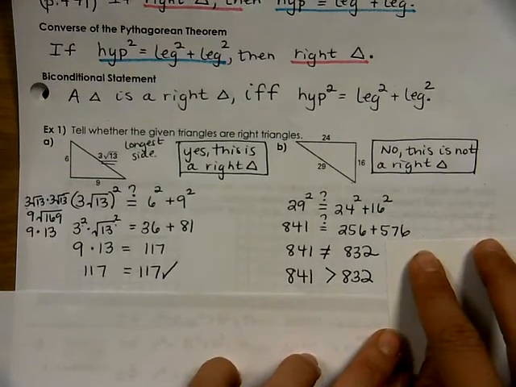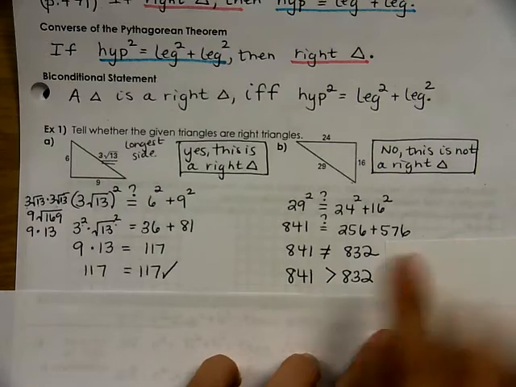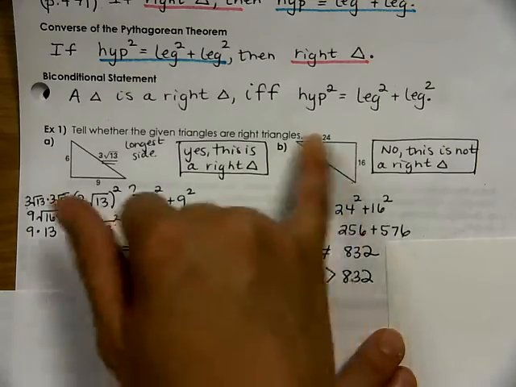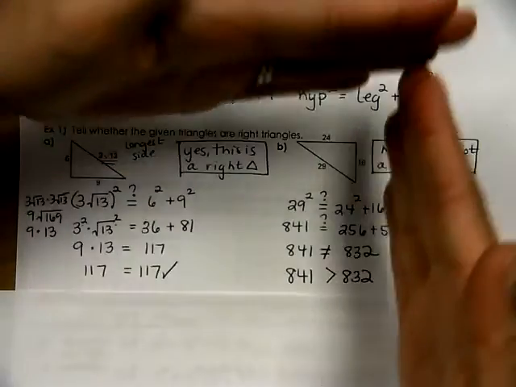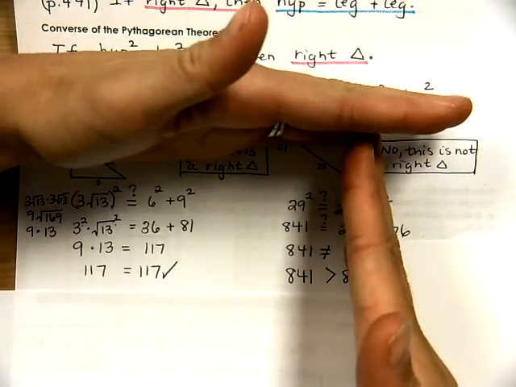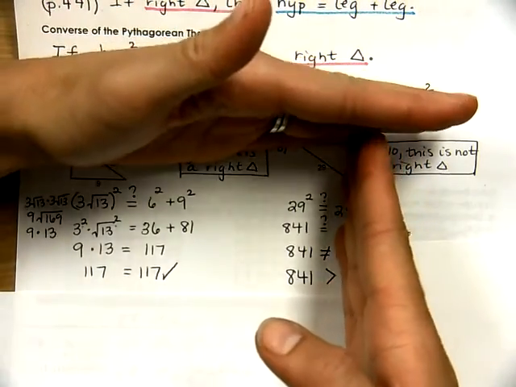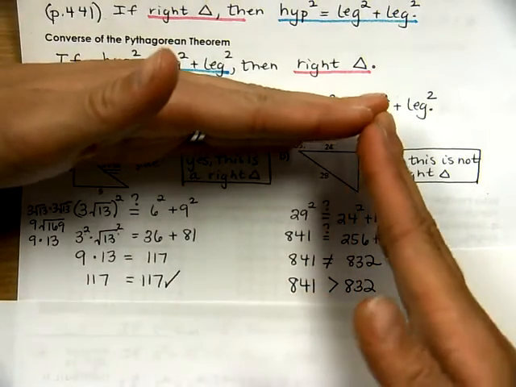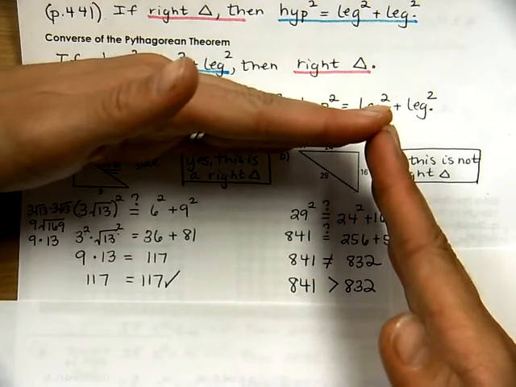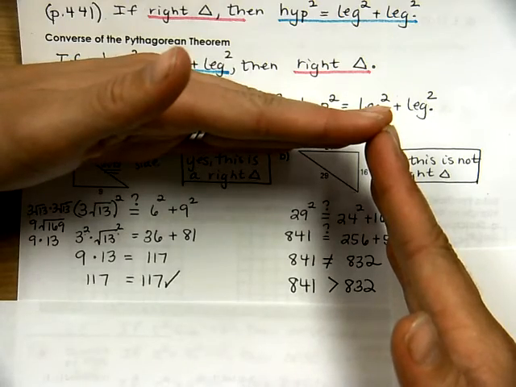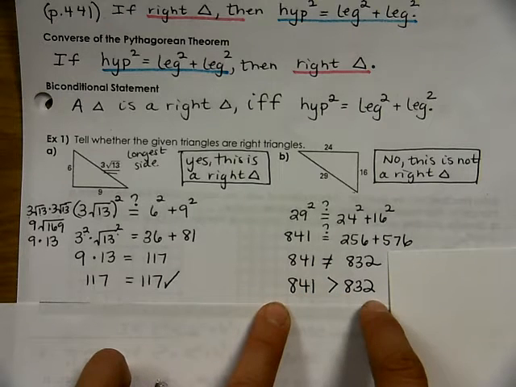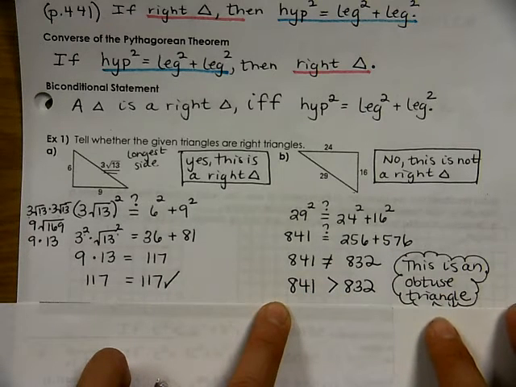841 is greater than 832, which means if I square the hypotenuse, it is greater than the sum of the squares of the other two legs. So if this were a right triangle, this hypotenuse would have to be shorter. So a right angle would be here, but 29 being the hypotenuse forces this to open wider. So this is actually an obtuse triangle.